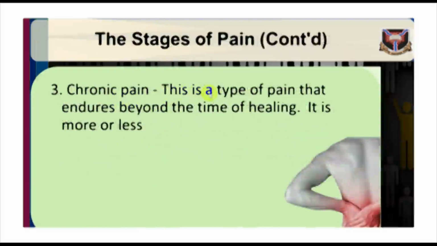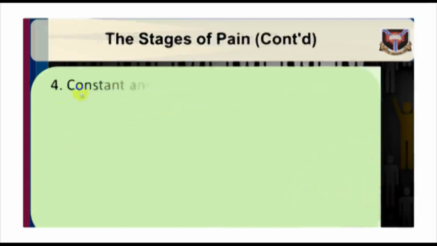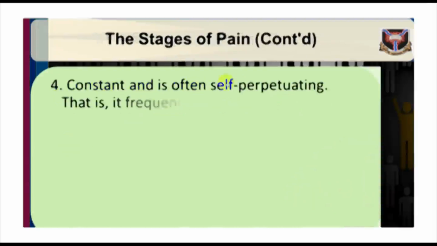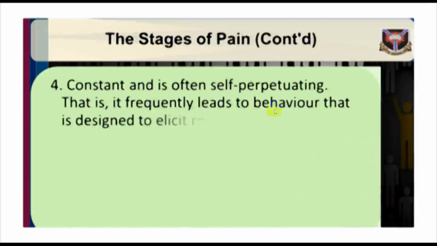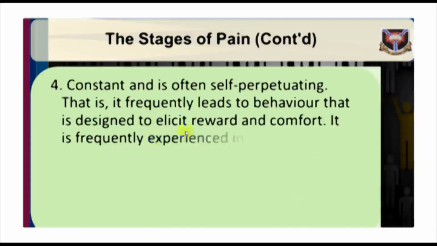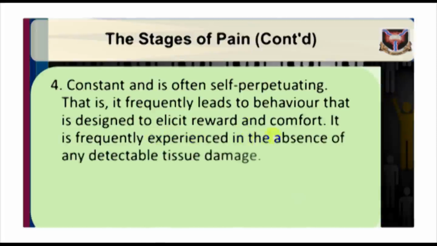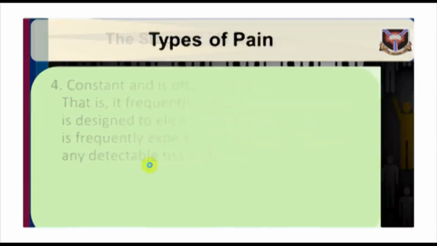3. Chronic pain. This is the type of pain that endures beyond the time of healing. It is more or less constant and is often self-perpetuating. That is, it frequently leads to behavior that is designed to elicit reward and comfort. It is frequently experienced in the absence of any detectable tissue damage.